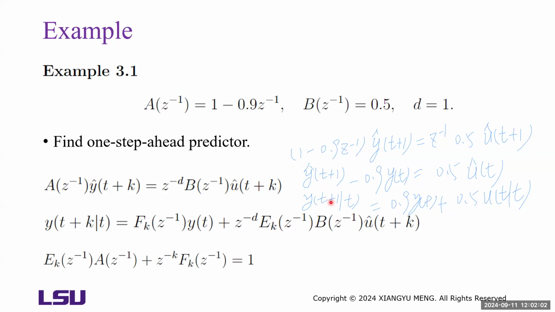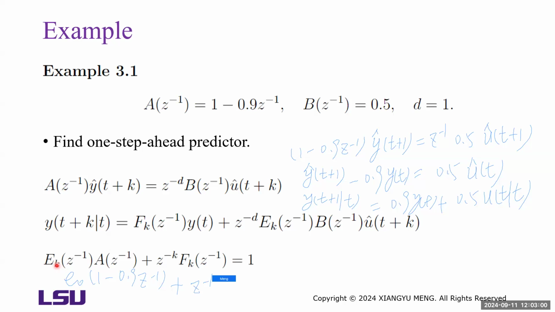In the second approach, we need to solve the Diophantine equation. The order of E k, so k here is 1. We have E1, we have F1, we have z to the power negative 1. The order of E is k minus 1. So k here is 1, therefore the order of E will be just 0. So E1 here is just a constant, so it's E0. So E0 times A, where A is 1 minus 0.9 z to the power of negative 1. Then k here is 1 because it's a one-step ahead predictor. We have z negative 1.